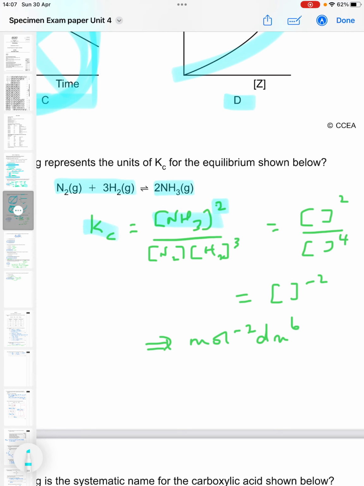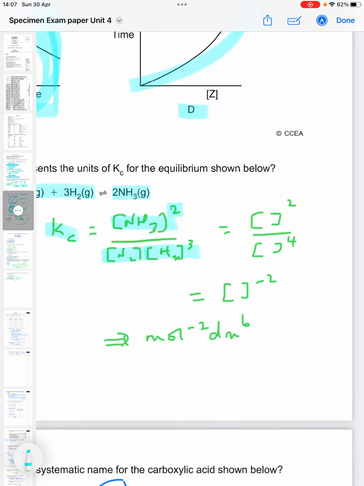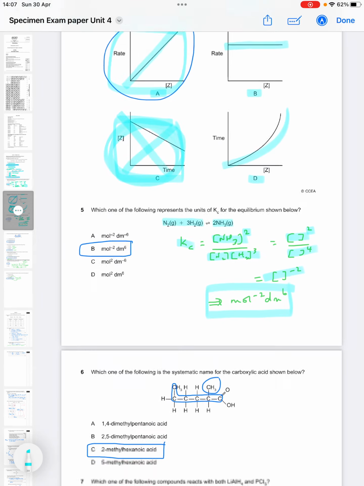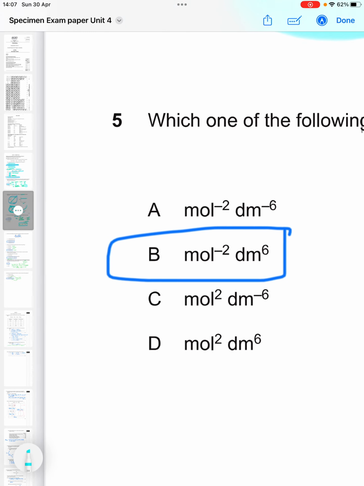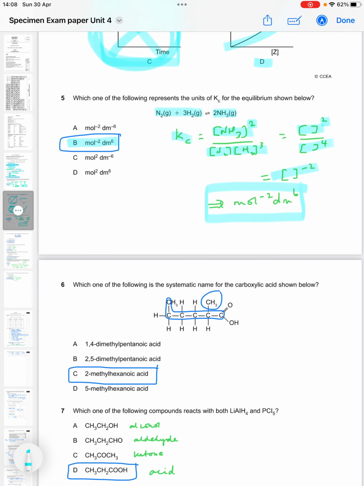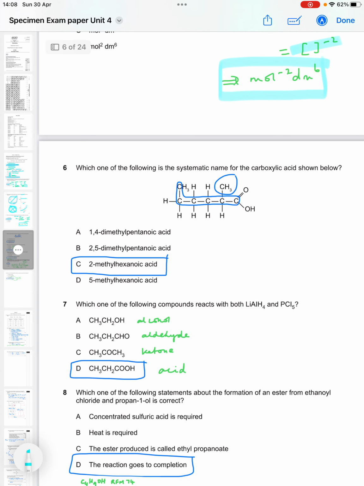So Kc is the concentration of the products, so that's NH3 and it's squared because there's 2 moles of it, over the reactants. So N2 is just 1 mole and H2 is 3 moles. So I like to just write the square brackets. For the units, it's units squared over units to the power 4. Cancelling out the top two gives a total of units to the power of minus 2, which is mol to the minus 2 dm cubed, and that in the answers here is B.